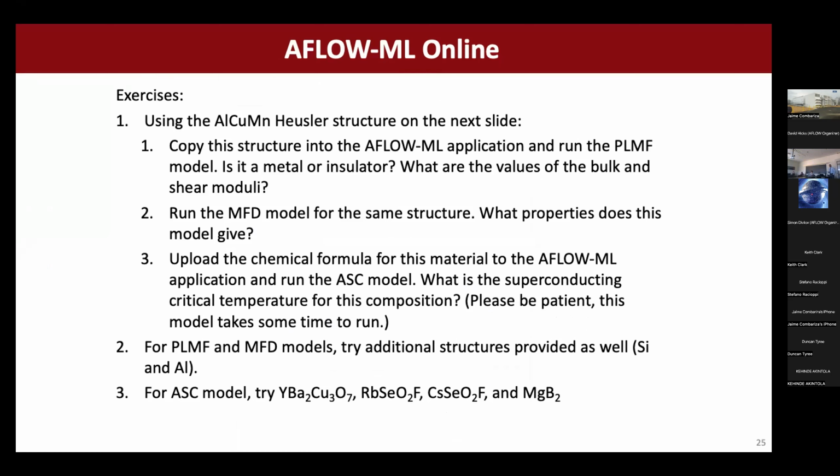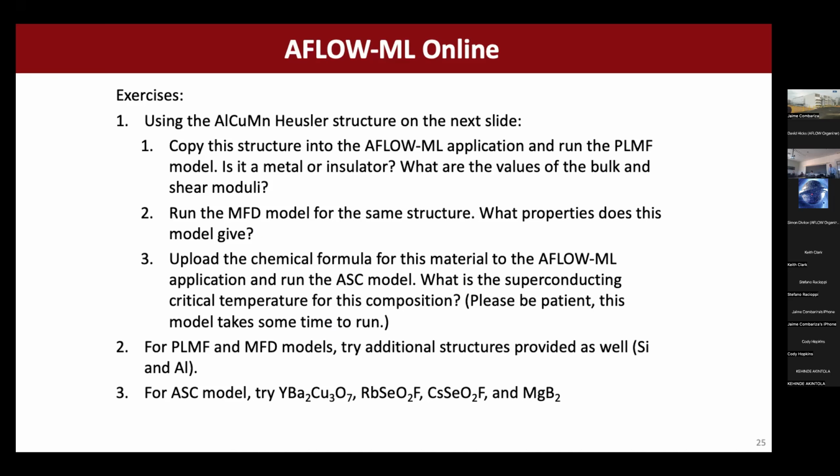We have some questions here. Is it a metal or an insulator? What are the values of the bulk and shear modulus? You can see that from the set of properties there. You can run the MFD model and see what properties it gives you. I already gave you a piece of that information. And then you're going to want to take the composition for this structure. It's not just AlCuMn, but a count of the atoms, essentially. You can upload that chemical formula and run the ASC model. What is the TC that you get for it?